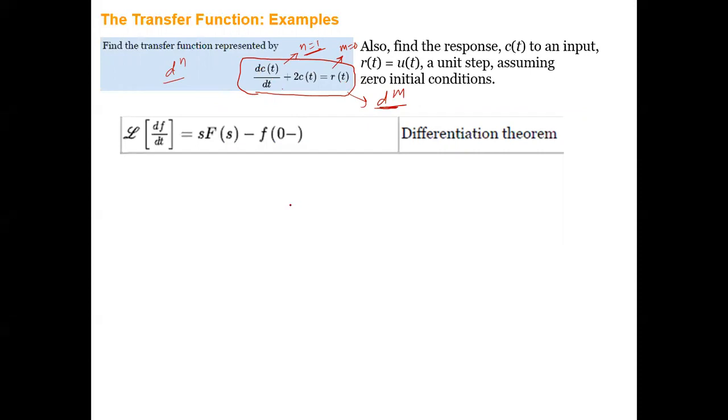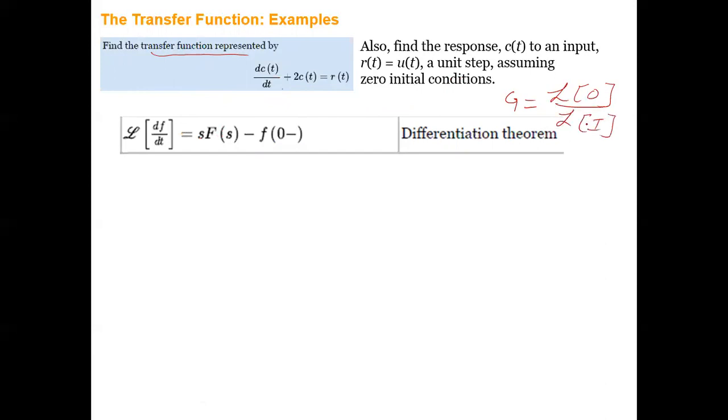Okay, all right. So now take the Laplace transform. If you want to find the transfer function, what is the transfer function again? The transfer function G equals the Laplace transform of output over the Laplace transform of input, right? With 0 initial conditions. Okay, so let's take the Laplace transform of the whole thing here. What is the Laplace transform of this guy? So let's do that.